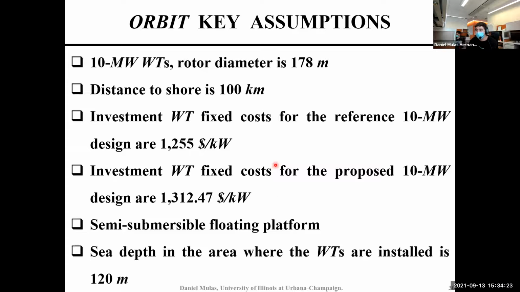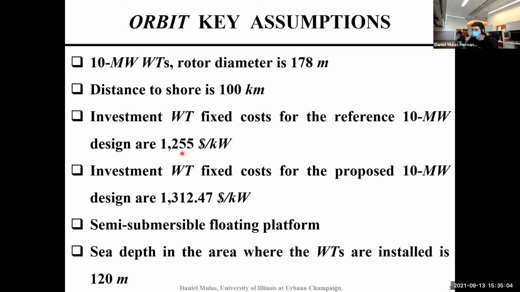Here, I will go faster on this one. What we do is we study 2 case scenarios, where in both we have the same characteristics in terms of the type of wind farm, same types of wind turbines, distance to shore, platform, and sea depth. The only thing that changes is that we use a reference 10 megawatt system for one case scenario, and for the other we use a proposed 10 megawatt system.